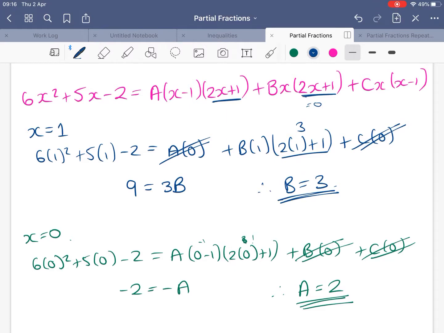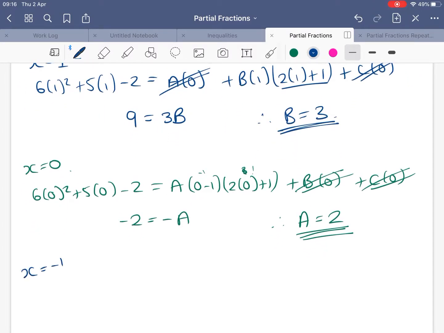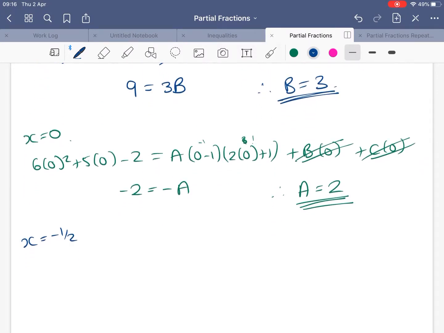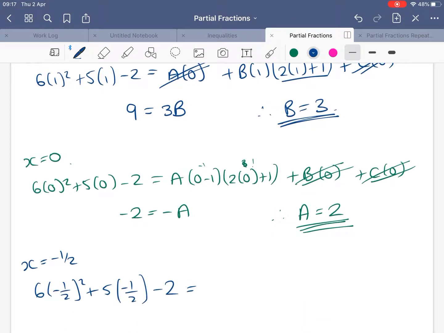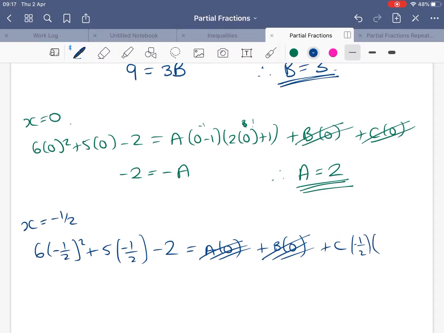So I want to make 2x plus 1 zero, so that means I need to use a substitution: x is equal to minus a half. Okay, so I'm going to have 6 times minus a half squared plus 5 times minus a half minus 2 is equal to, well, we're going to have the a times 0, so that's going to go. We're going to have the b times the 0, so that's going to go. So then with the c, we're going to have c times minus a half and minus a half minus 1.